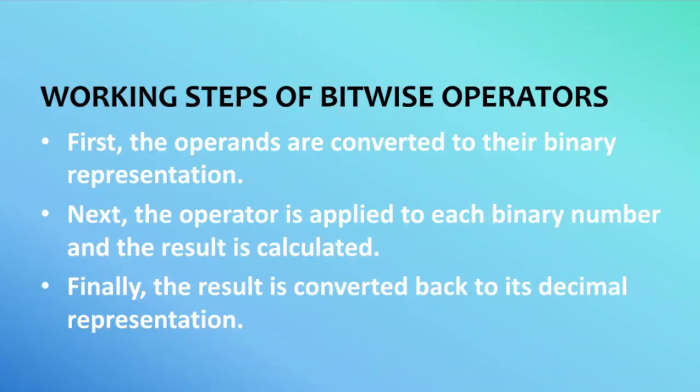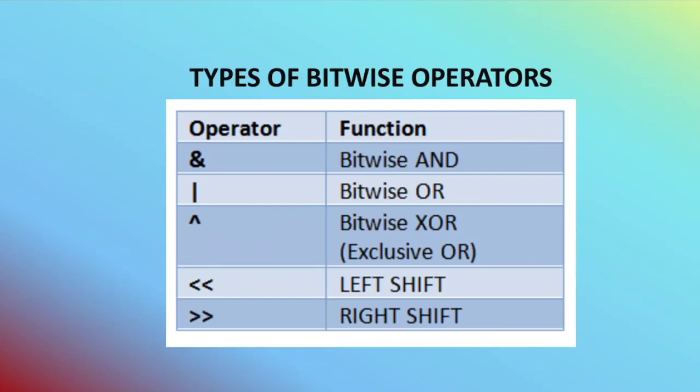Working steps of bitwise operators in a Java program. First, the operands are converted into their binary equivalent number. Second, the operator is applied to each binary number and the result is calculated. Third, the result is converted into decimal form. Then the result will be displayed on the screen.